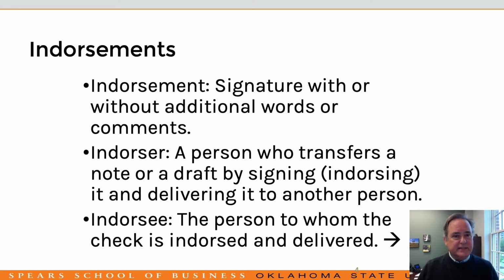So an endorsement is a signature with or without additional words or comments. The endorser is the person who transfers the note or the draft by signing, endorsing it, and delivering it to another person. And the endorsee is the person to whom the check or promissory note is endorsed and delivered. Now, there are different kinds of endorsements. Remember, it's a signature plus additional words. And these additional words can change the meaning of the endorsement.